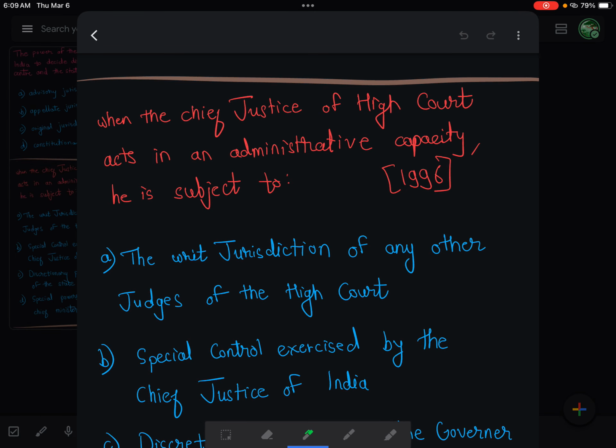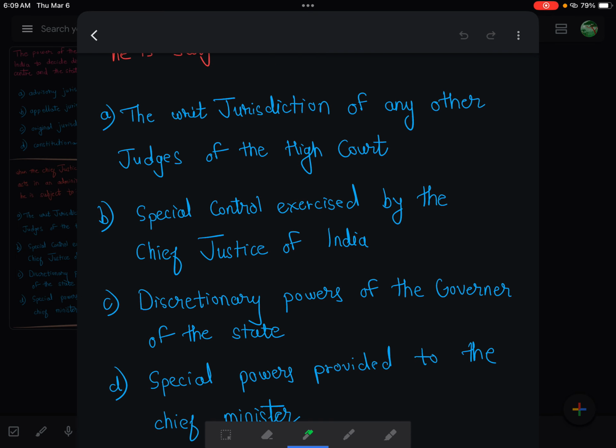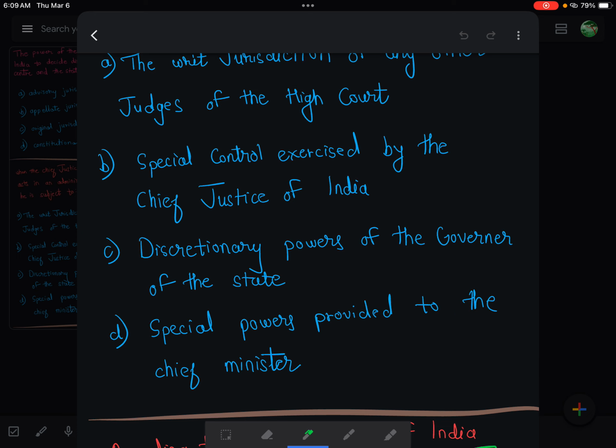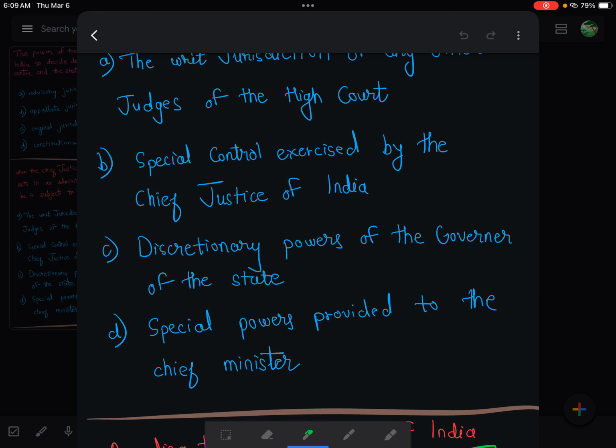When the Chief Justice of a High Court acts in an administrative capacity, he is subject to the writ jurisdiction of any other judges of the High Court, special control exercised by the Chief Justice of India, discretionary powers of the Governor of the state, or special powers provided to the Chief Minister. Now let's break it down into very simple terms.